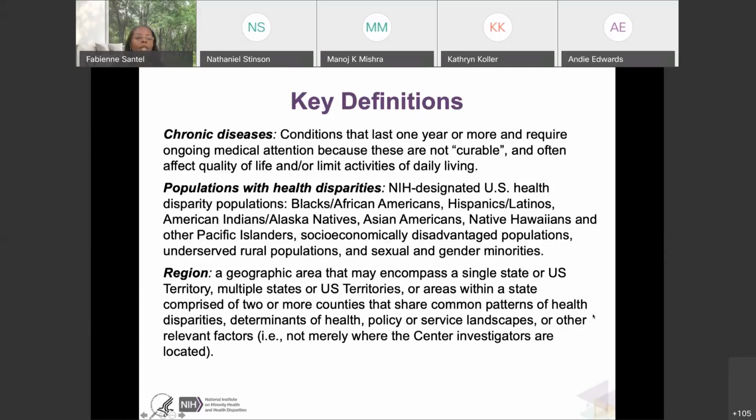And what do we mean when we say region? So we define a region as a geographic area that may encompass a single state or US territory, multiple states or multiple US territories, or areas within a state comprised of 2 or more counties that share some commonalities. For example, common patterns of health disparities, common determinants of health, common policy or service landscapes, or any other relevant common factors that may apply. And key point here, by region, we're not talking about an area merely where the center investigators are located. Next slide, please.